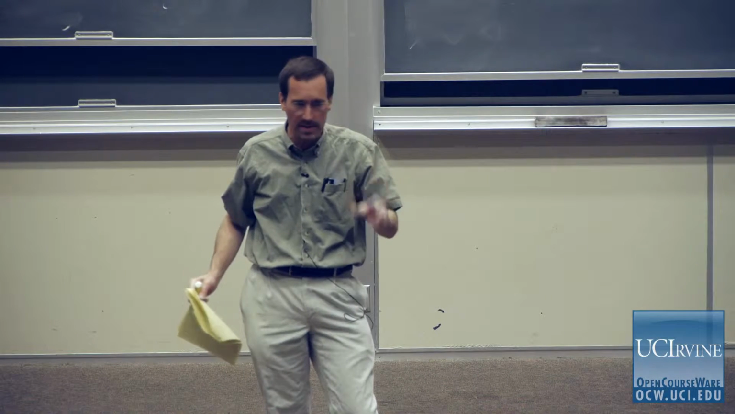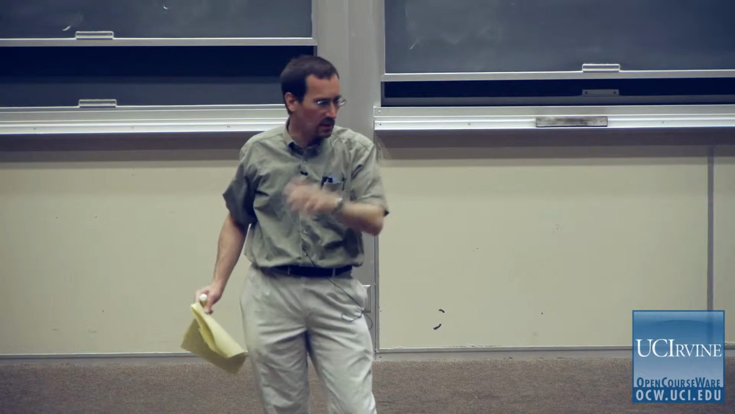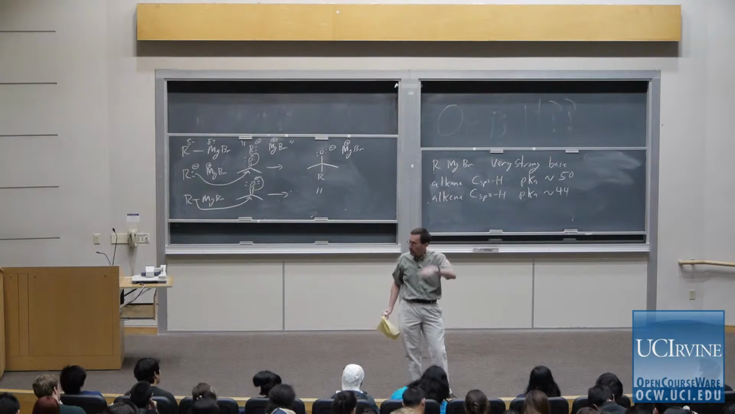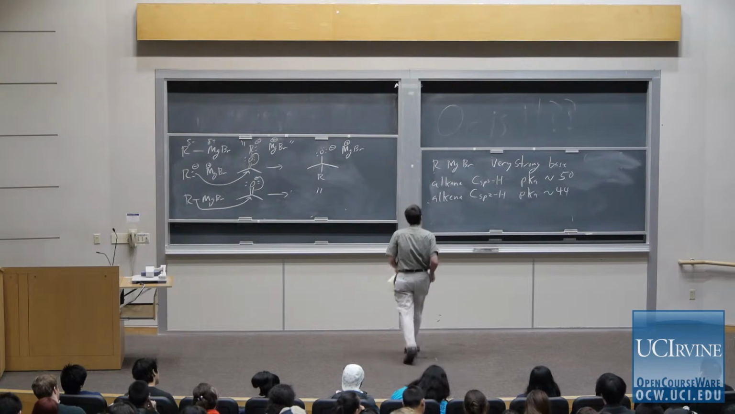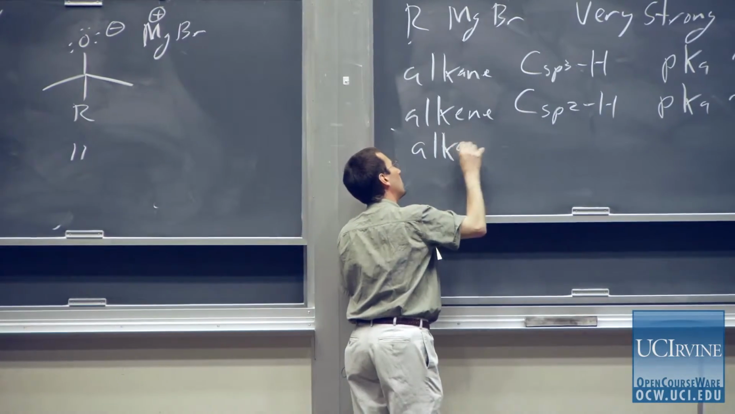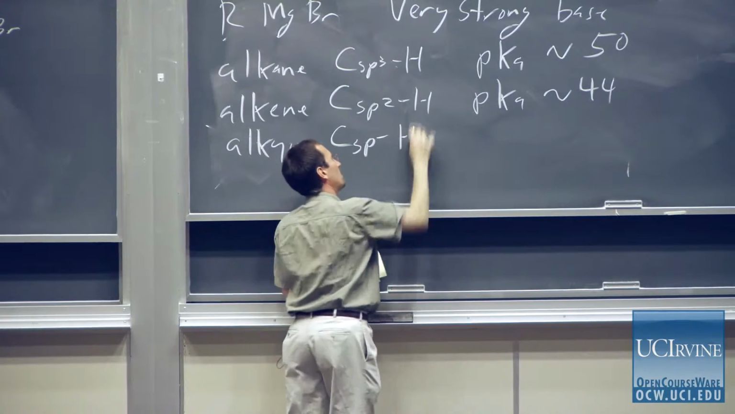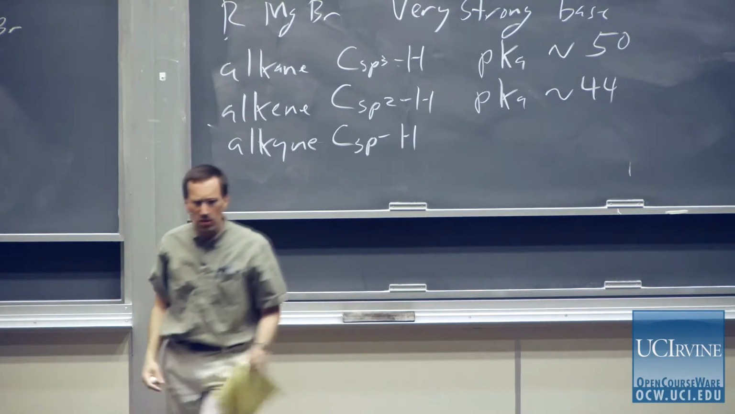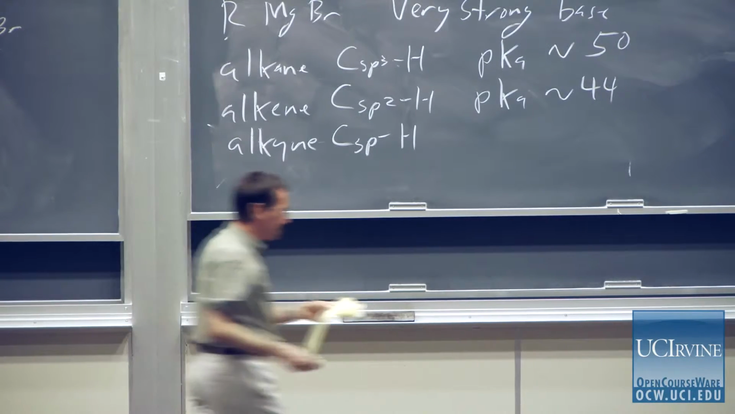Dissolving it in water and testing it with a pH meter. And yet in a Lewis acid, Lewis base reaction, you can think of an alkene, say, as a proton donor under certain circumstances. Now, by the time you get to an alkyne, now you've got 50% S character in your CH bond. And now these are reasonably acidic.